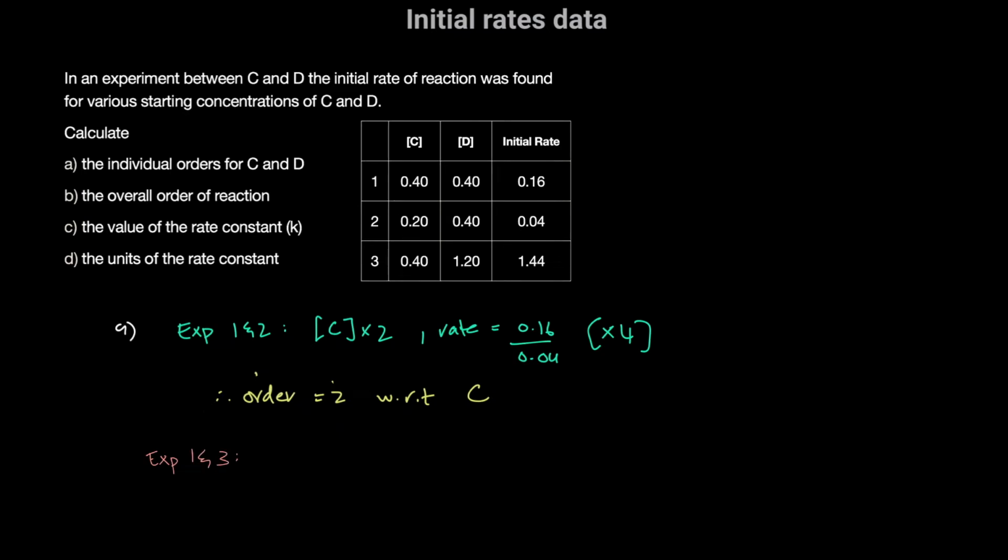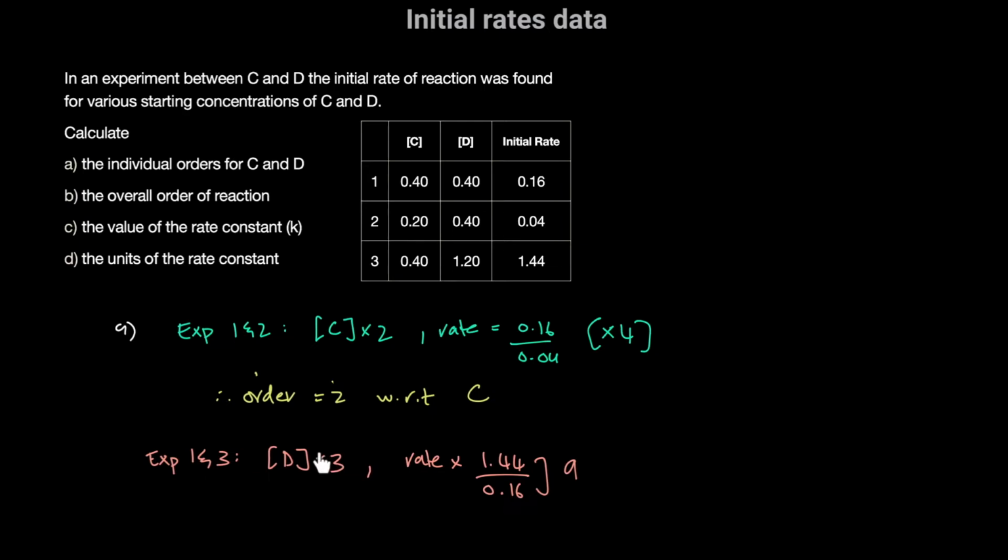what we see over here is that if I triple the concentration of D from experiment 1 to experiment 3, we went from 0.4 to 1.2, then the rate is multiplied by a factor of 1.44 divided by 0.16, which is 9. So the rate is multiplied by a factor of 9. So 3 to what power gives me a change of a factor of 9? Again, 3 squared is equal to 9.